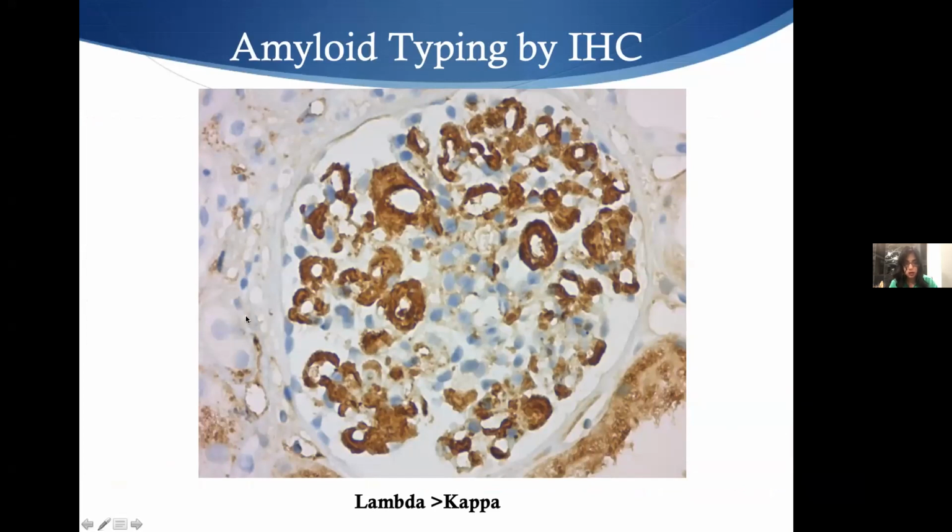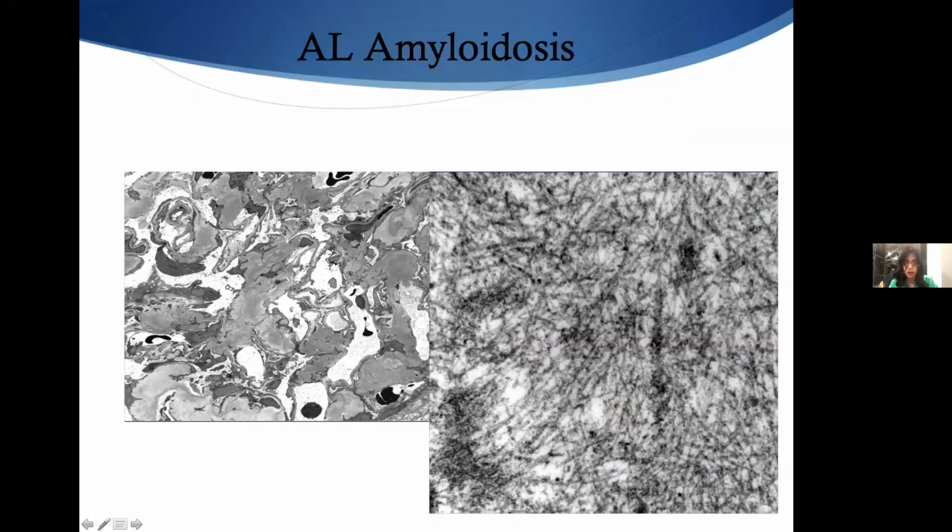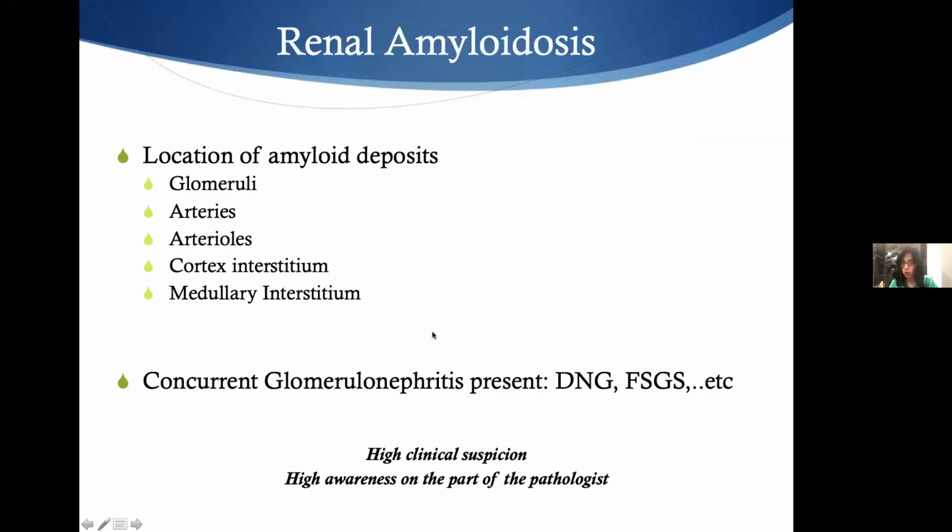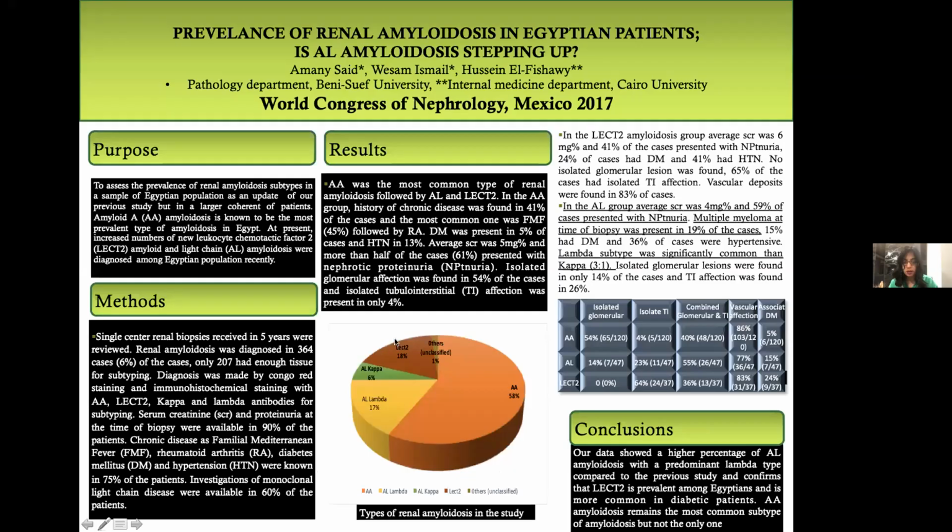And in electron microscopy, this is how amyloid looks, and you don't need EM for the diagnosis of amyloid. The second important point to remember is that in renal amyloidosis, you need the location of the amyloid deposits. You always need to see this, and you need to see if your report includes concurrent glomerulonephritis, which may be present. This is a disease, as I said, which can be very early, which can be superimposed on other presenting pathology. It needs high clinical suspicion and high awareness on the part of the pathologist in order to be able to detect it.